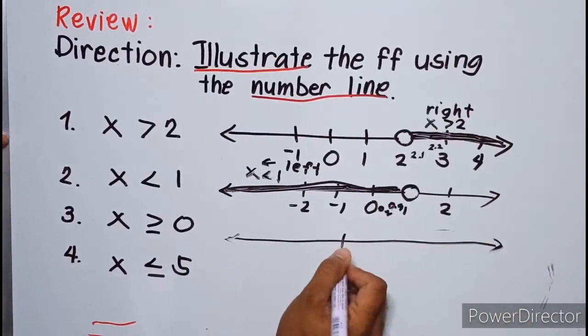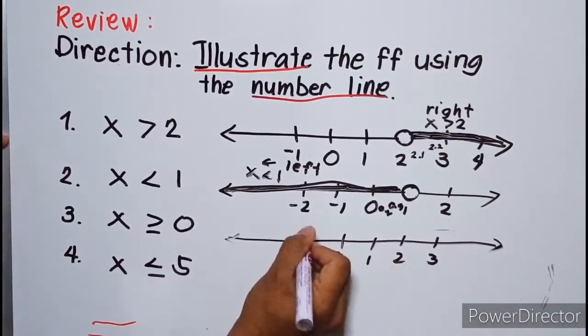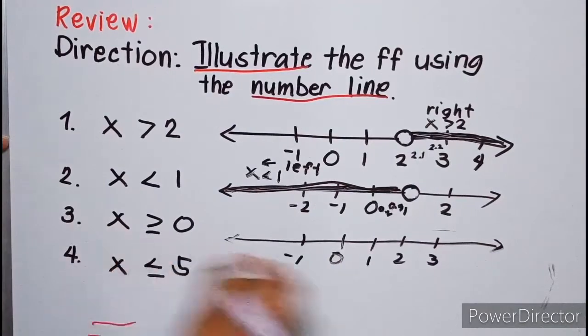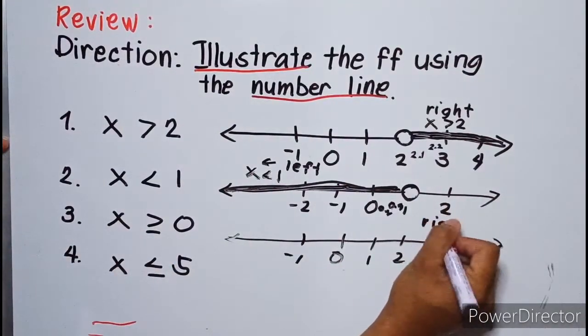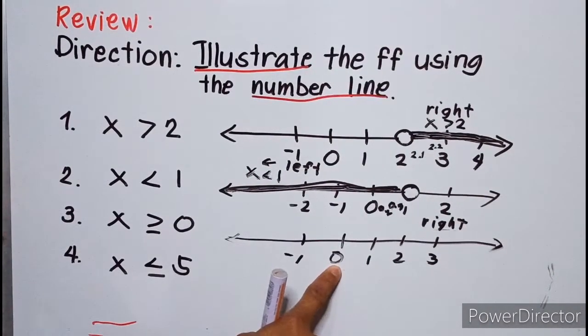So, let's have 0, 1, 2, 3, negative 1. Greater than means to the right, so it moves to the right. Now, where is our 0? You're going to locate the 0. This one is our 0.